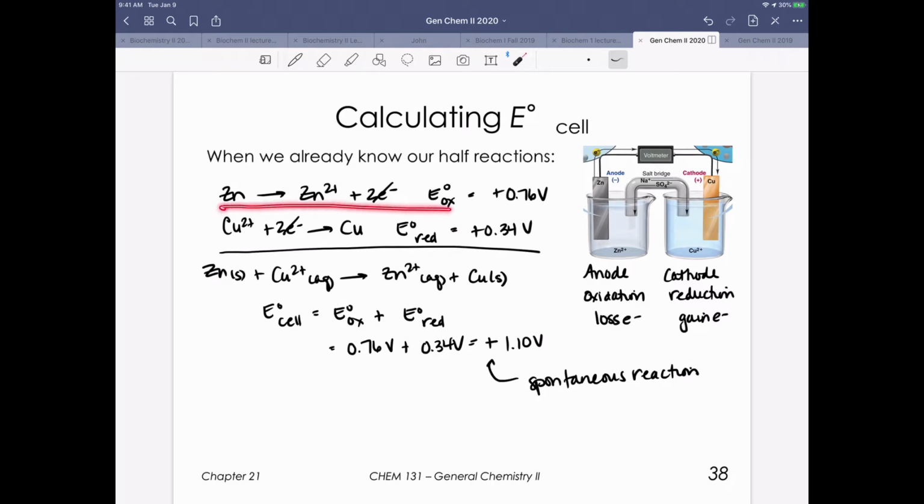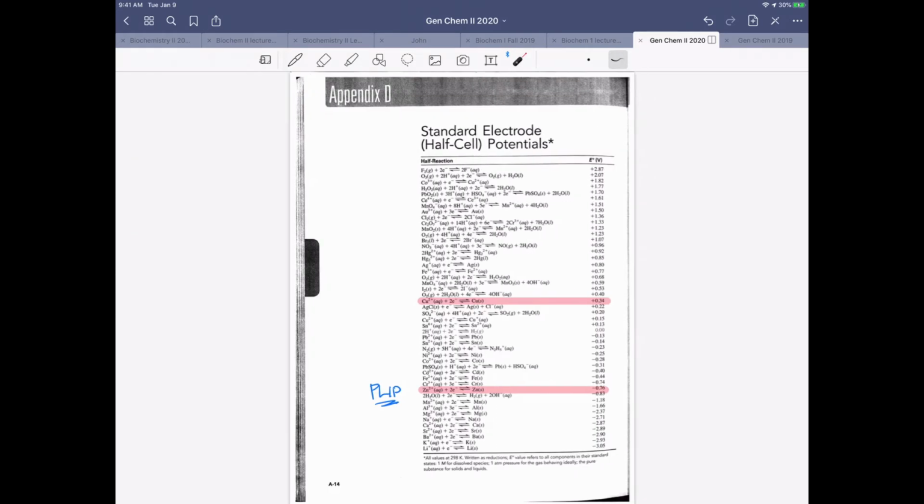If I try to find zinc on there, remembering that all of these are written as half cell reduction reactions, so all of these have electrons on the left. In order to find the zinc piece, I have to find zinc 2+ gaining 2 electrons to become zinc solid. Notice that the value for this is minus 0.76.